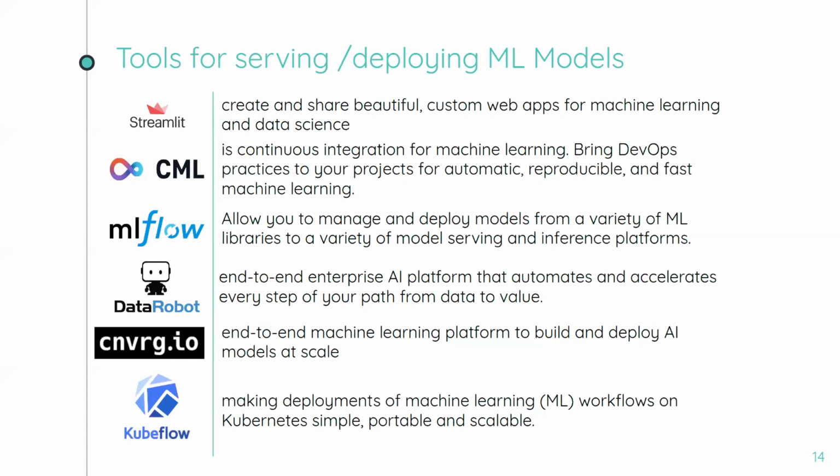Another very interesting tool is CML. This is more for continuous integration, but continuous integration in machine learning. So you have your machine learning model, and you also have your data, and it helps you in automating the processes to reproduce your accuracy in production and things like that. So CML is a very interesting tool.